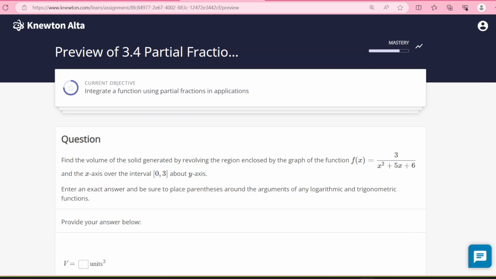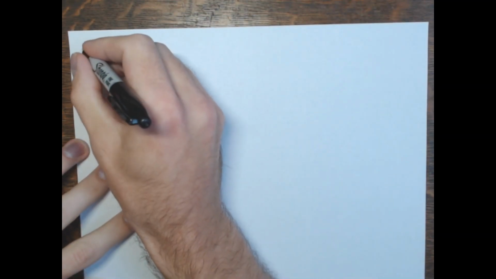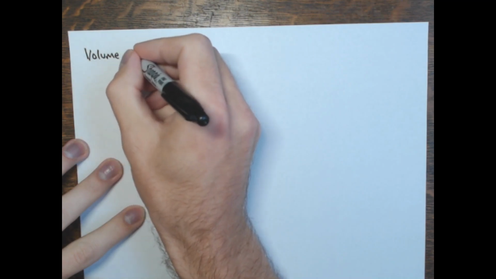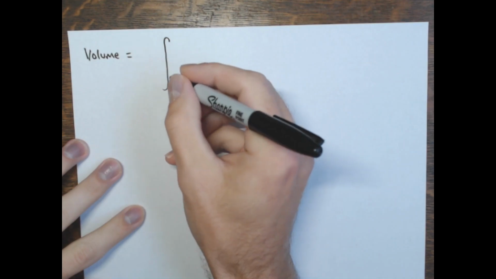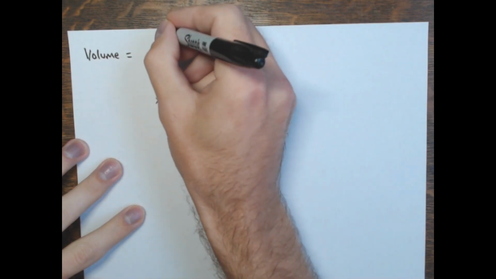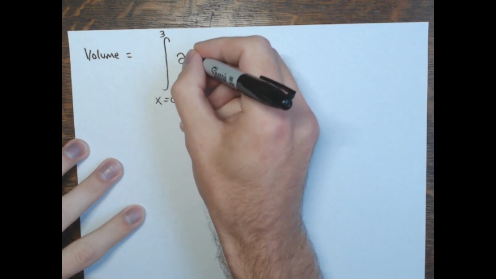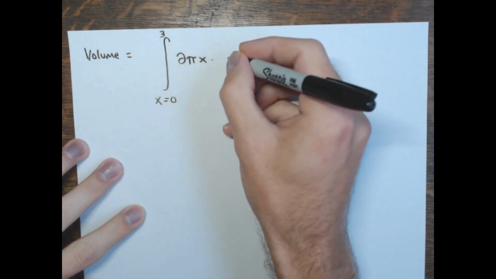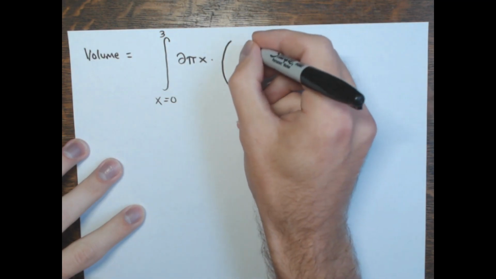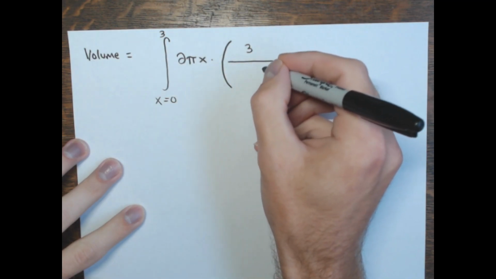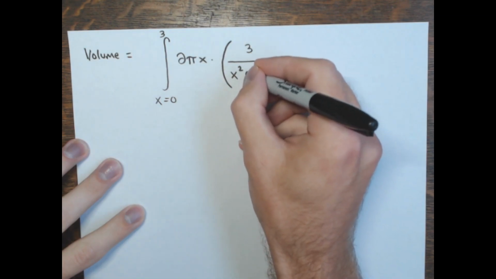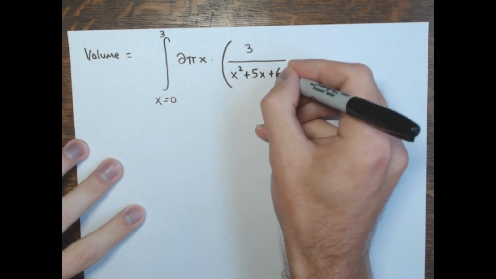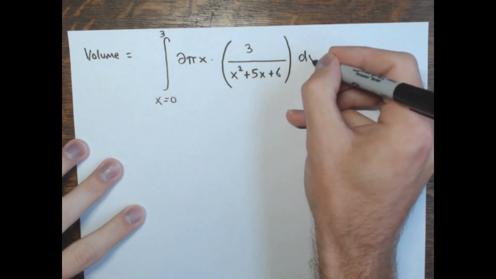So I'm just going to set up the integral that would result in finding the volume of the solid obtained by revolving this region around the y-axis through use of cylindrical shells. All right, and that integral would be this, right? So our volume would be the integral, the interval was x equals 0 to 3, of the circumference of rotation 2 pi x times our function 3 over x squared plus 5x plus 6, and then times your thickness, dx, right?